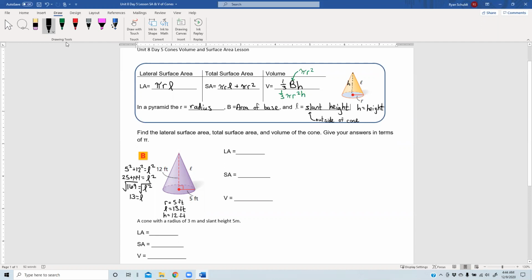So we have everything we need to solve our problem now. One thing I want you to notice, in this last part, give your answer in terms of pi. So today we are not touching pi, unless told otherwise.